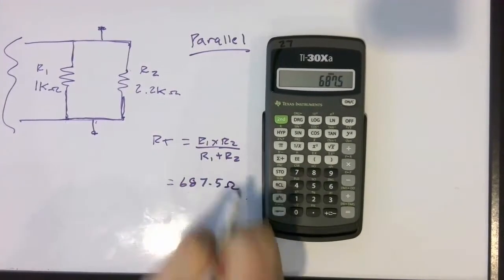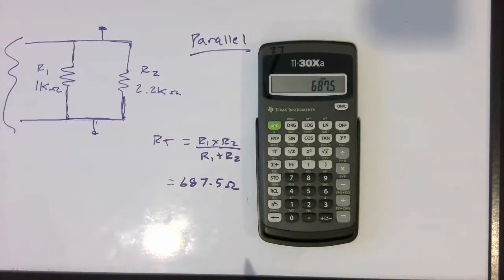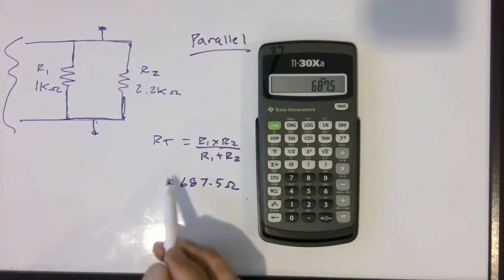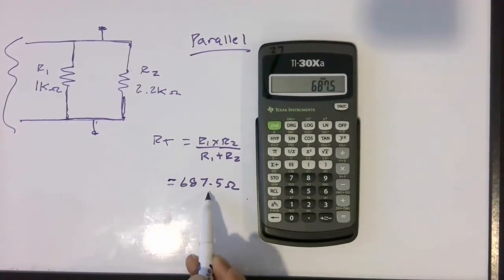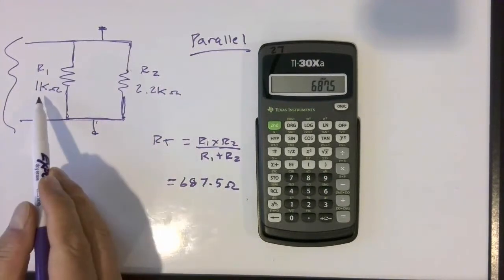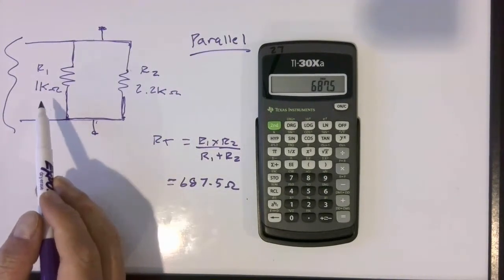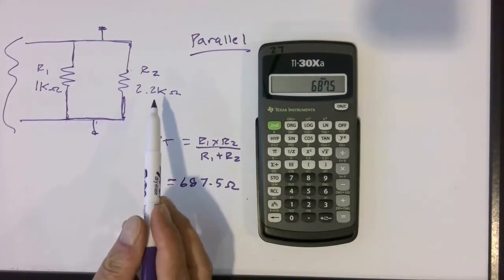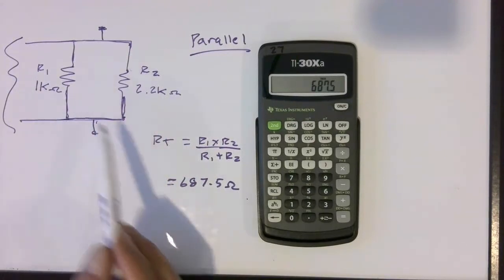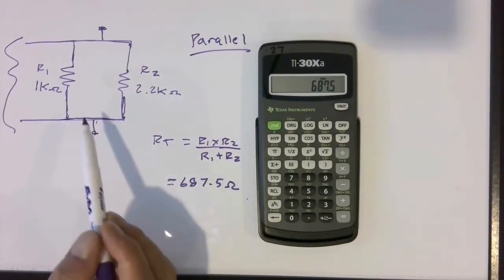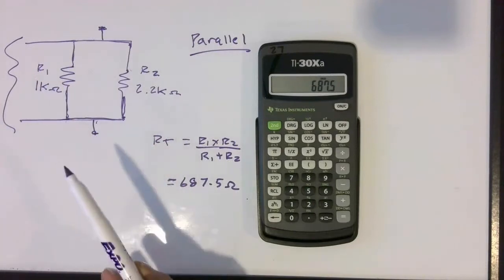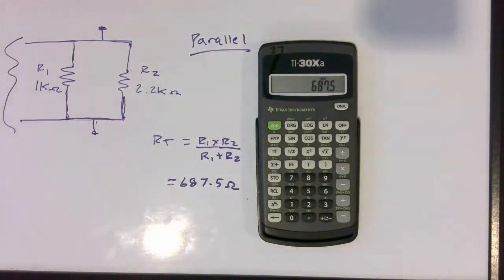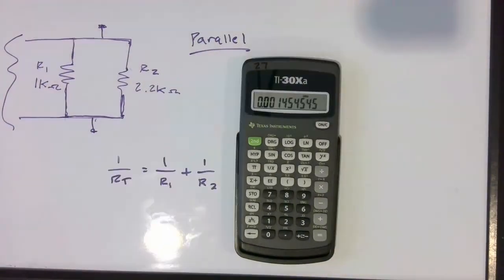687.5 ohms. And with parallel circuits, the important thing to remember is that the value of the total parallel resistance is always going to be less than the smaller resistor value. So this is under 1K, so that's a reasonable answer. In fact, if this was exactly 2K and this was 1K, this value would be 2/3 of the smaller value. That's just how the calculations turn out. Now let me show you the other method to do this.